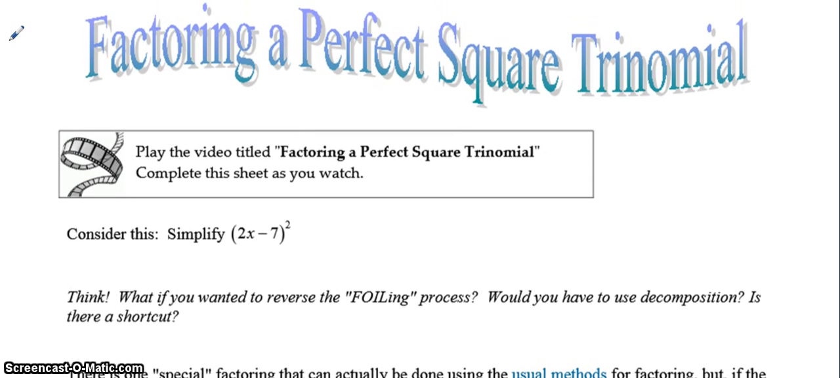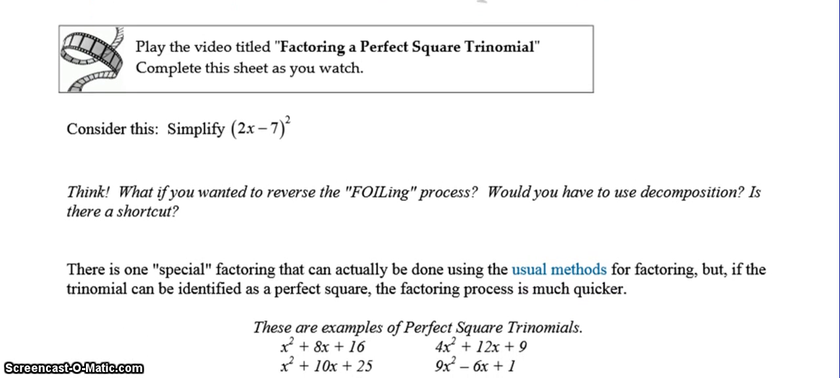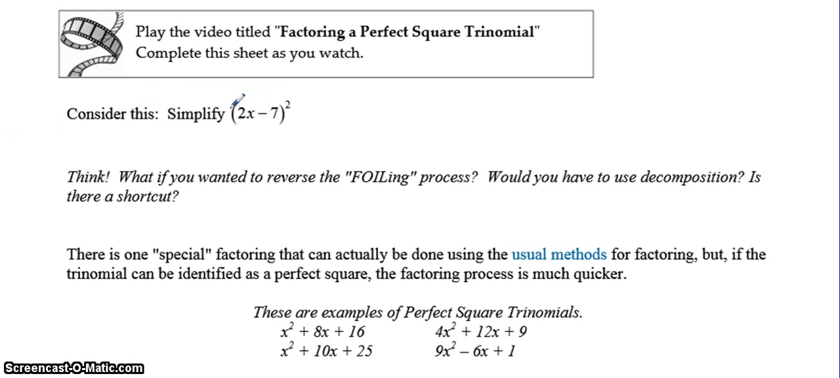Now, some trinomials, either simple trinomials or tricky trinomials, are a bit of a special case. And let me show you first by foiling this example. If you were to foil 2x minus 7, you would get 2x minus 7 times 2x minus 7.